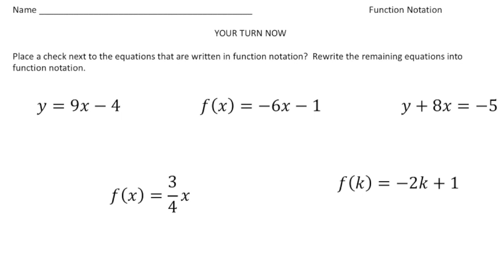Welcome back. Let's see how you did with these practice problems. You had to place a check next to the equations written in function notation, and then change the other ones that weren't.